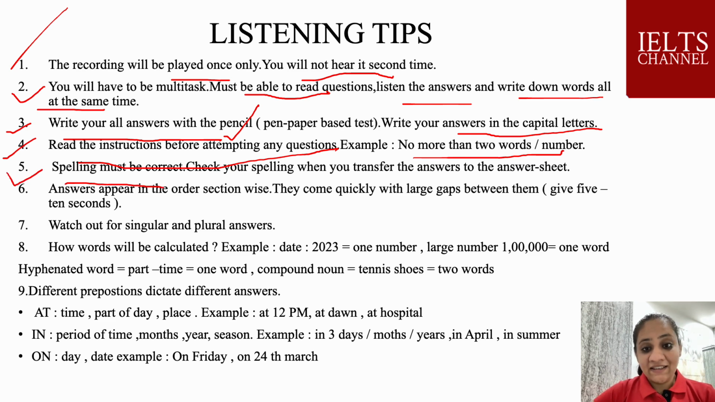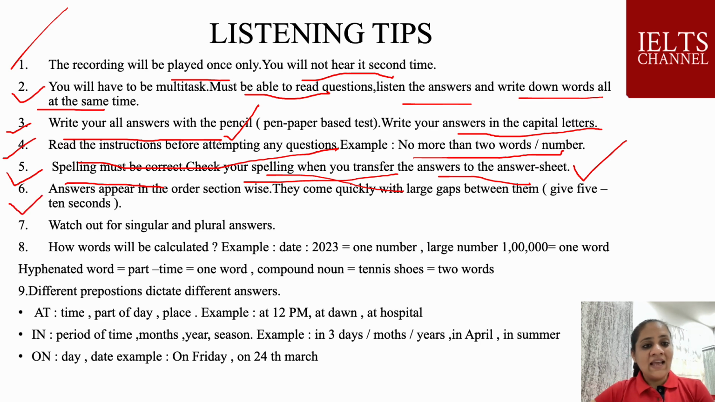Now let's see tip number 5. Spellings must be correct. Even though you have cracked the right answer, if your E looks like an A and your C looks like an E, or your spelling is not readable or is wrong, then your answer is wrong. So check your spelling when you transfer the answers to the answer sheet, and write very precisely.